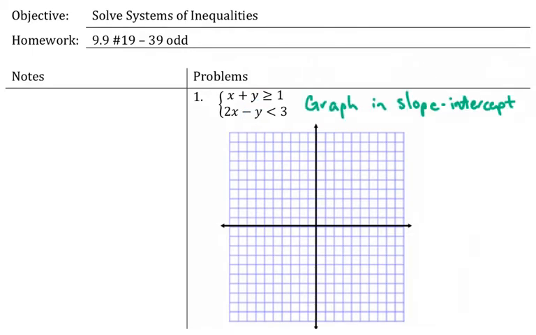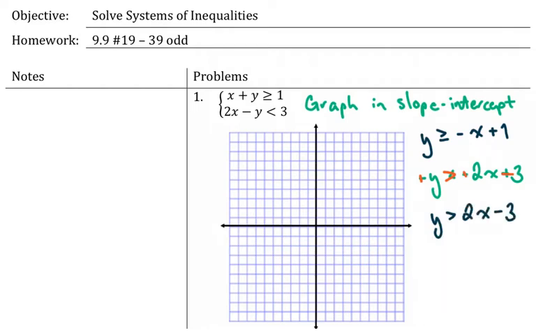So that first one, we're just going to subtract the x over, and so we end up with y is greater than or equal to negative x plus 1 as our slope-intercept form. For the second equation, we're going to subtract over the 2x, but then we're going to have negative y here. And when we get rid of that negative, we're going to make that positive, but the sign is going to flip, if you remember that about inequalities. So all the negatives are going to change, and then the sign is going to turn into a greater than sign. And our slope-intercept form for that line is then y is greater than 2x minus 3.